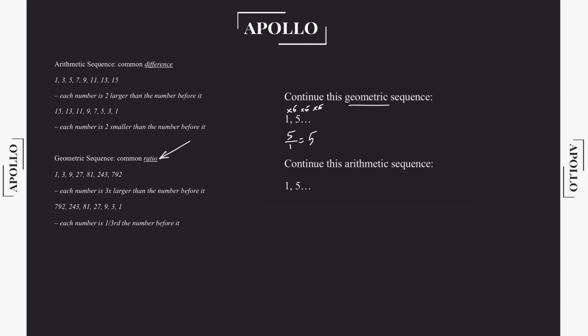Right, so we're just going to continue by multiplying each number by 5. So 5 times 5 is going to give us 25. And then 25 times 5 is going to give us 125. And we're just going to continue to do that onward. And that's how you get every sequential number. You would just multiply by 5, multiply by 5, multiply by 5.